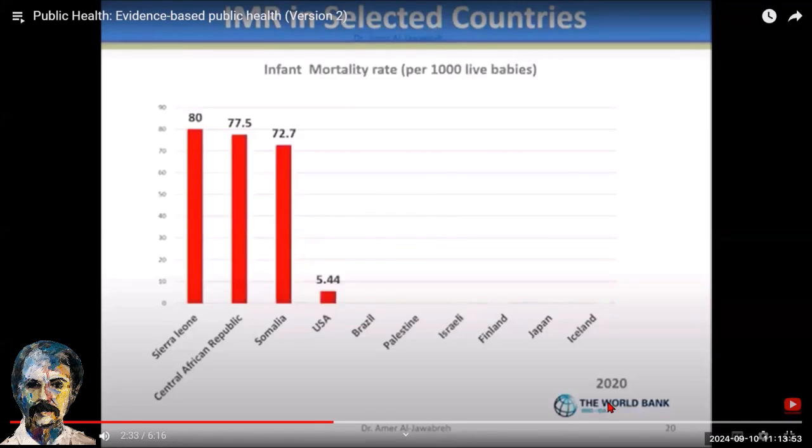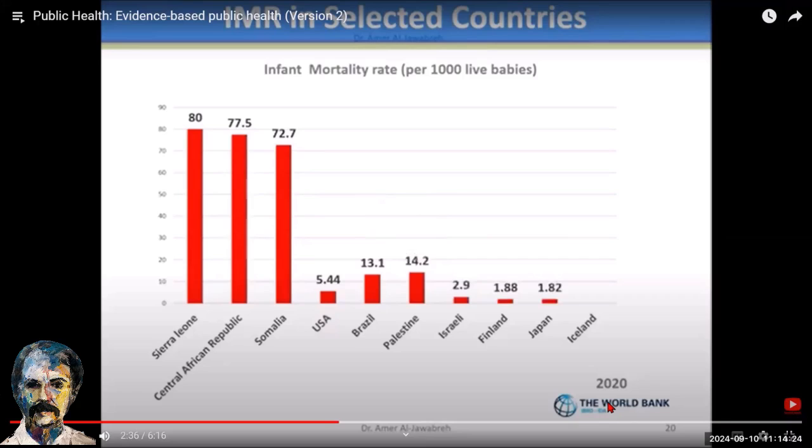Look, 88 in 1,000. Can you imagine? 88 in 1,000. 80 in 1,000. 77. 72.7 in Somalia. Very high in 1,000. Now USA 5. Only 5. Brazil 13. Palestine 14.2. So the example I calculated a minute ago was for Palestine. Exactly. The Israeli community, the Israelis 2.93, which is very good.